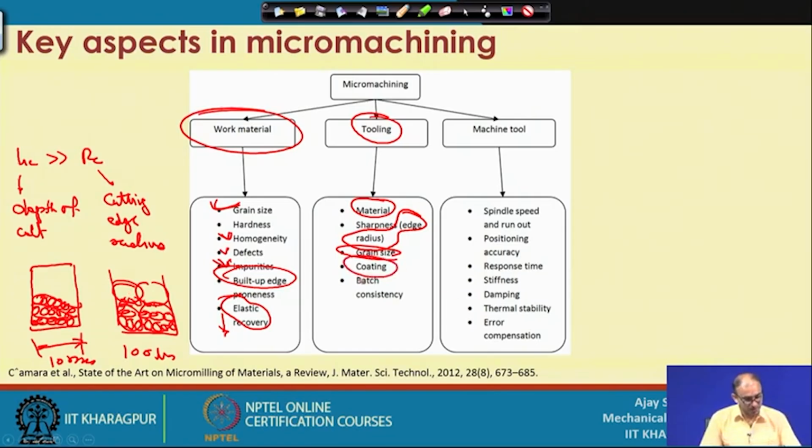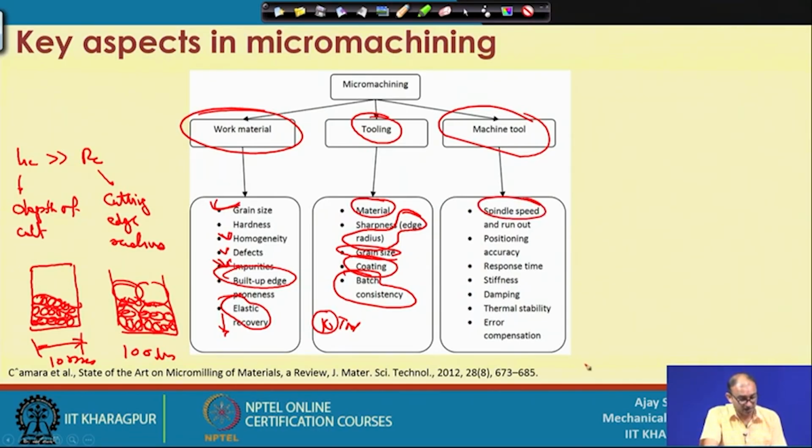Coating is important, and batch consistency. Suppose you are making 10 cutting tools, then are all 10 of the same quality or not, because the machining process itself creates a problem at a later stage. Then coming to the machine tool, you cannot get a micro machined component from all machines. So, you expect some reasonably good specification from the machine tool, so that it can generate a micro machined part. Spindle speed is important, you have to go with a higher cutting speed, so that you have a reasonable production rate.